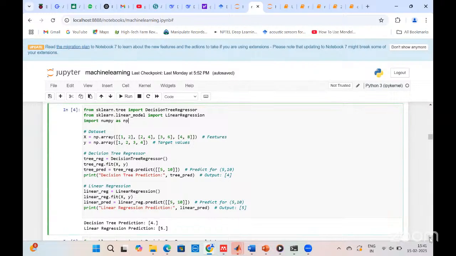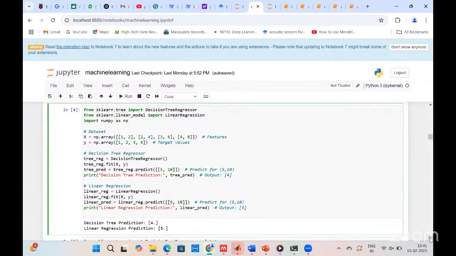See, in this program, we are doing two predictions: the normal decision tree prediction as well as the linear regression prediction. Linear regression prediction means here we are taking only a single value. In this tree prediction, we have to predict for some index 5 comma 10 in some data set using the decision tree. If I predict using the decision tree, the value I expect is 4. I should get the value as 4.